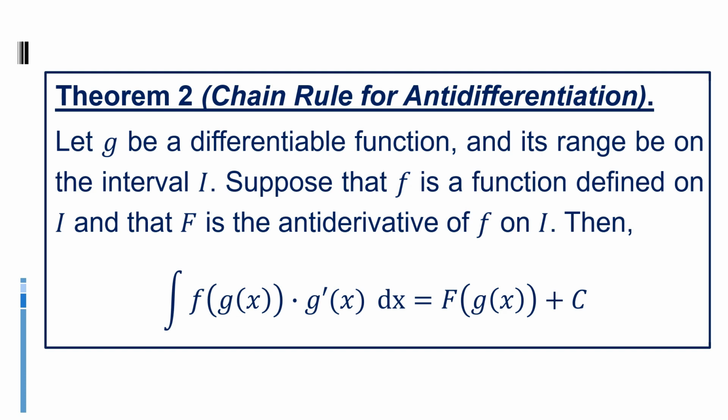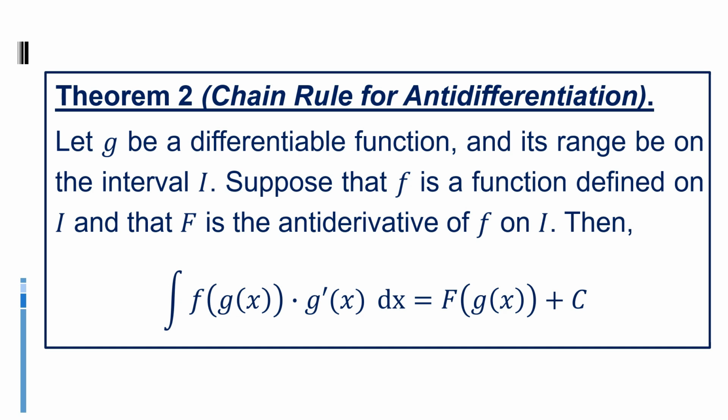By inspection, we can see that it is easy to deal with integrands such as our example number 2, because it is just the derivative of the composition of two functions. We now generalize this observation using this theorem. This is the theorem for the chain rule for anti-differentiation.